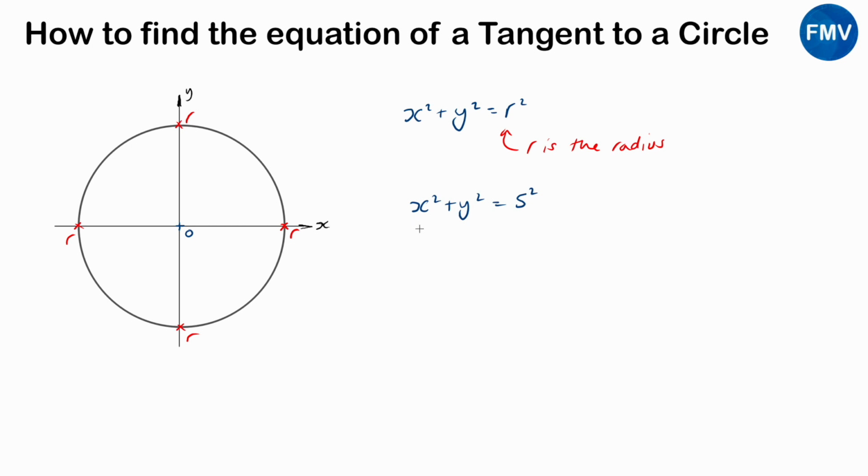So if the equation of the circle was x squared plus y squared equals 5 squared, well, the radius is 5. So we can say the coordinate here is 5 across, 0 up. We can say the coordinate here is 0 across, 5 up. The coordinate here would be minus 5, 0. And finally, the coordinate here would be 0, minus 5. So in knowing the radius, we're actually able to find some values of x and y.